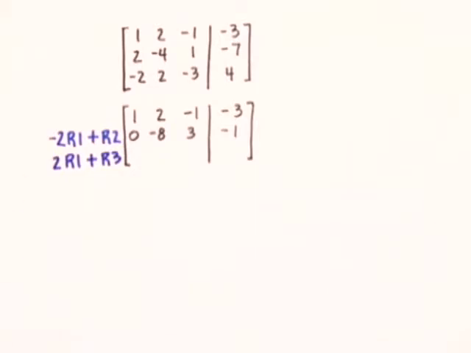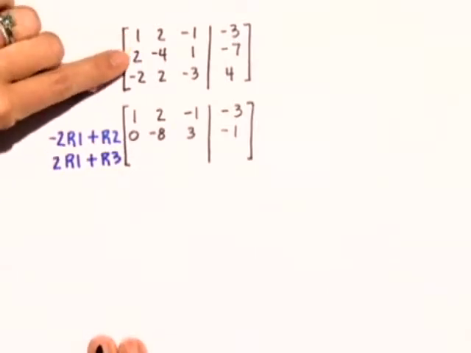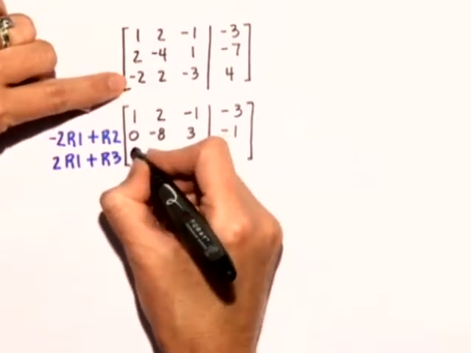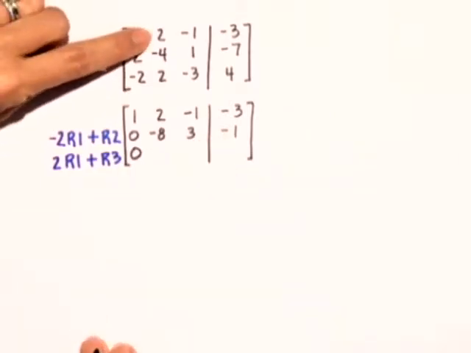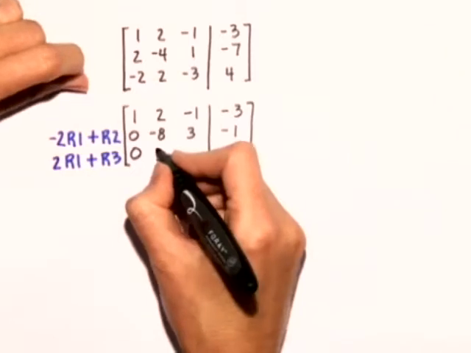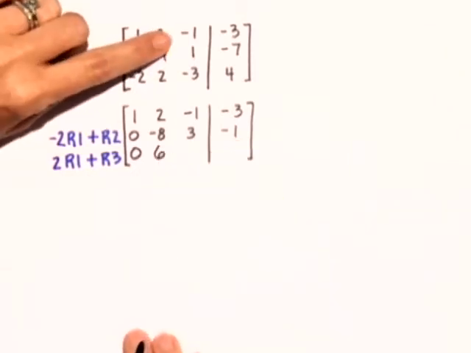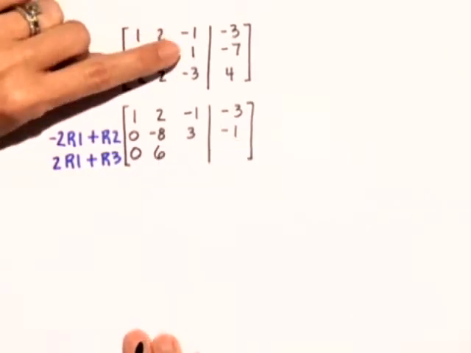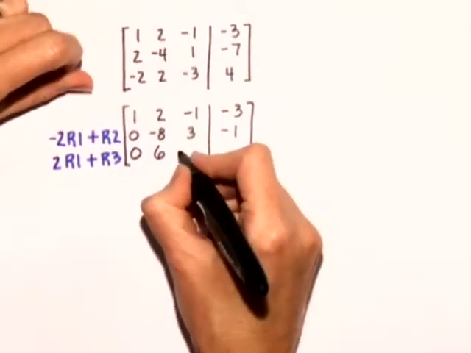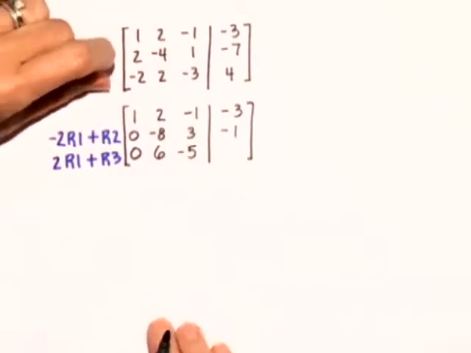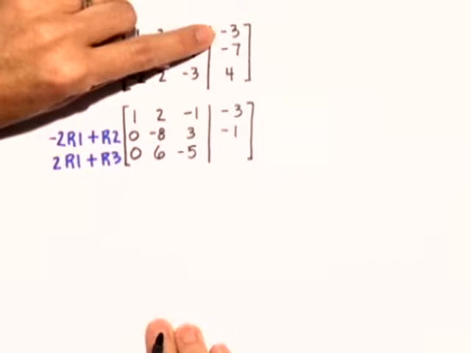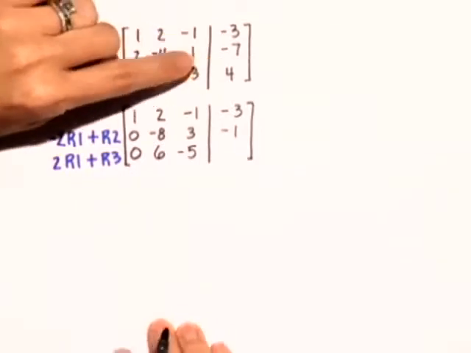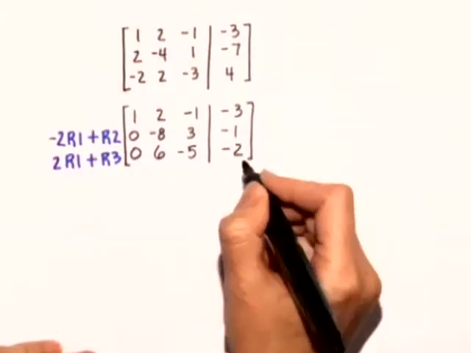So here we go. 2 times 1 is 2, plus negative 2 is 0. 2 times 2 is 4, plus 2 is 6. 2 times negative 1 is negative 2, plus negative 3 is negative 5. 2 times negative 3 is negative 6, plus 4 is negative 2.